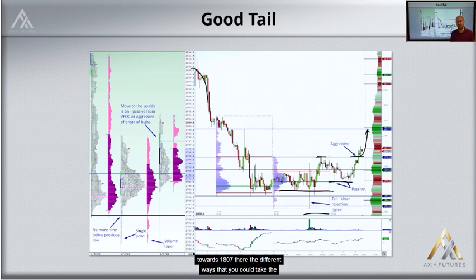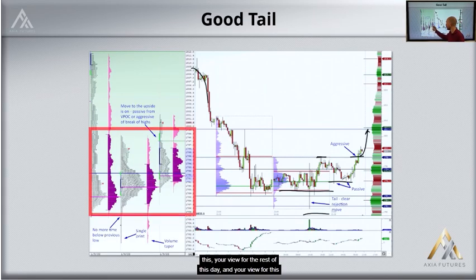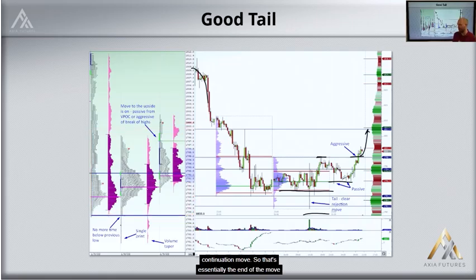They're the different ways that you can take the trade on, but the point being that as soon as you've seen this, your view for the rest of this day is that we're going higher, and you can then look for opportunities to buy, chances to get long to play for that continuation move. So that's essentially the end of the move and the beginning of a counter directional movement.